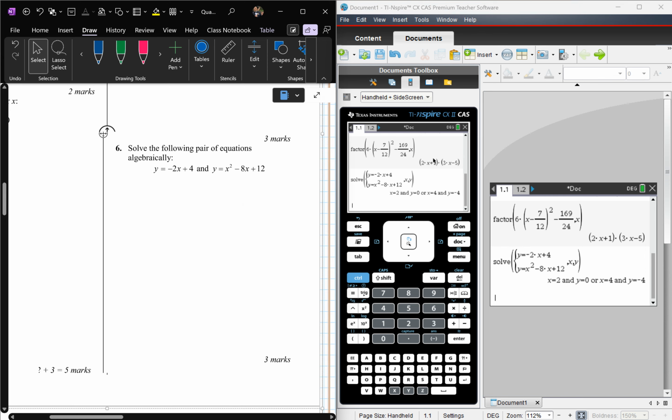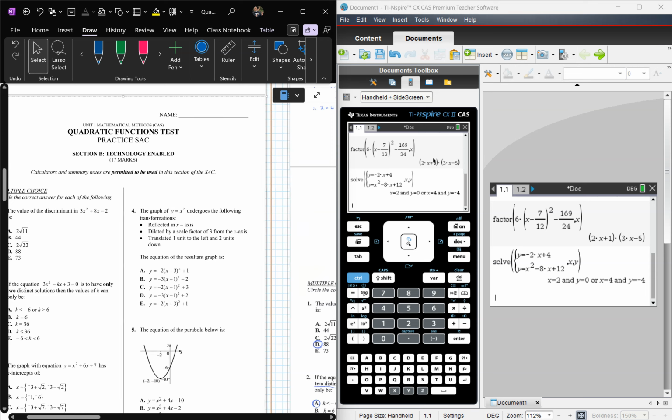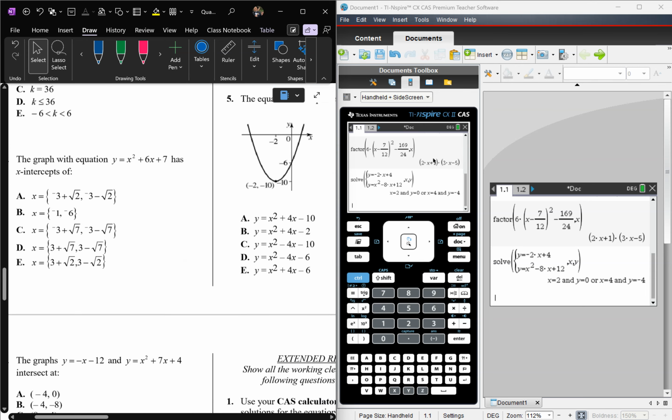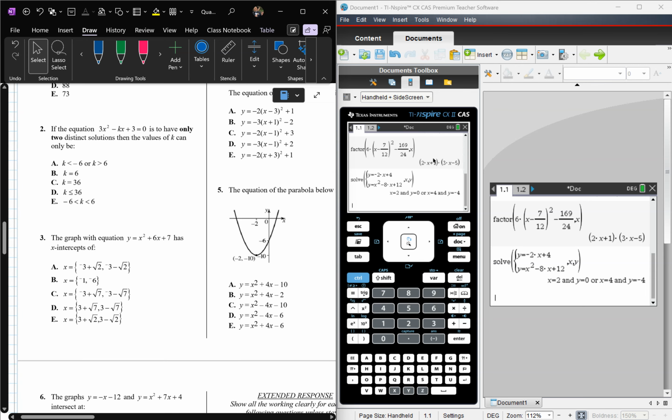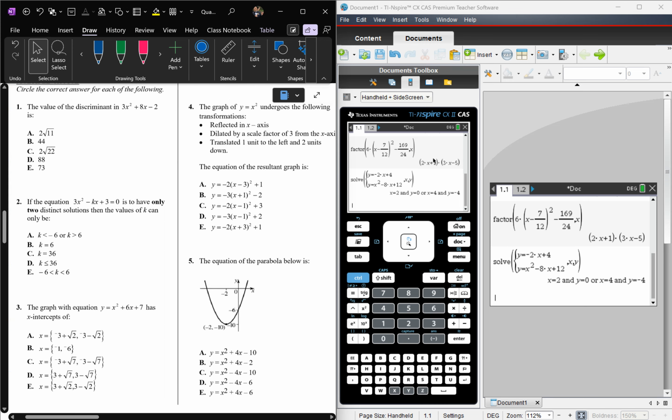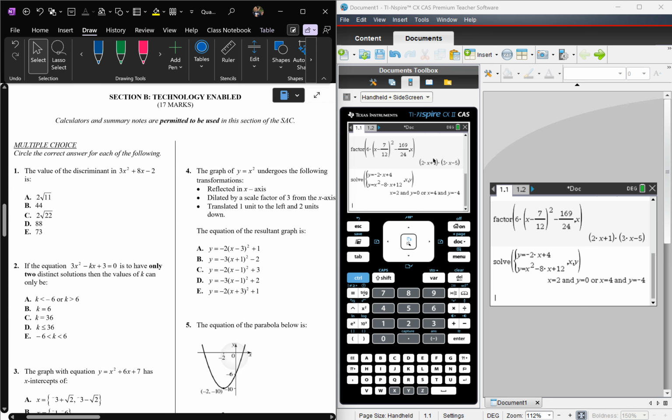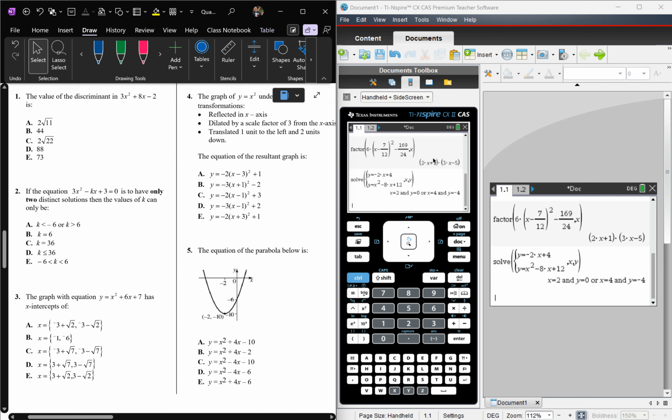What's another one that you guys can learn? Discriminant you guys can do.